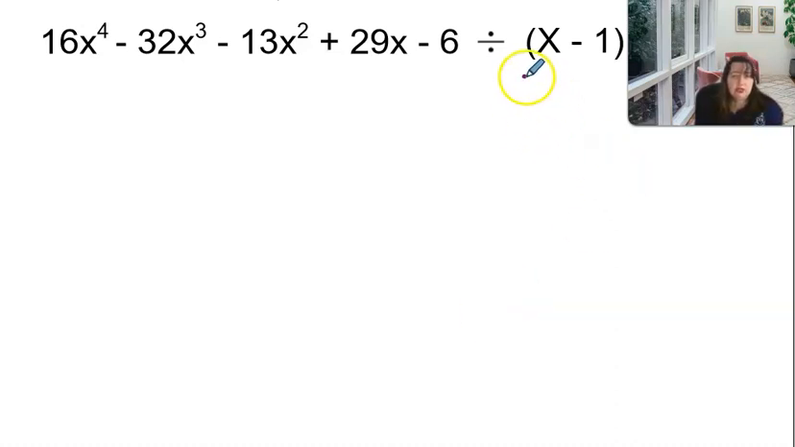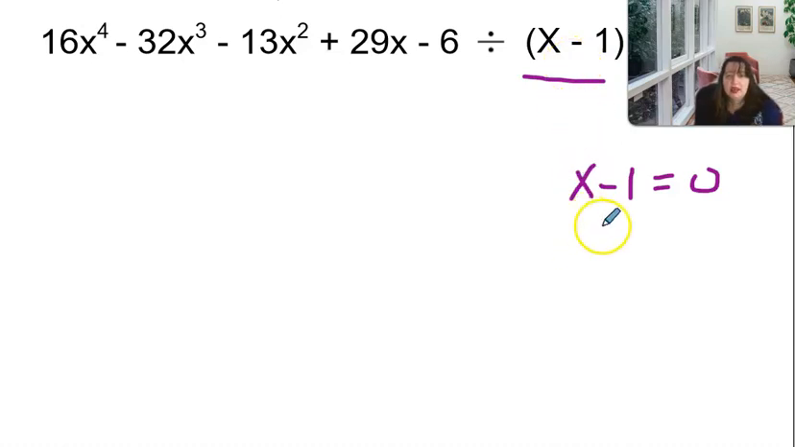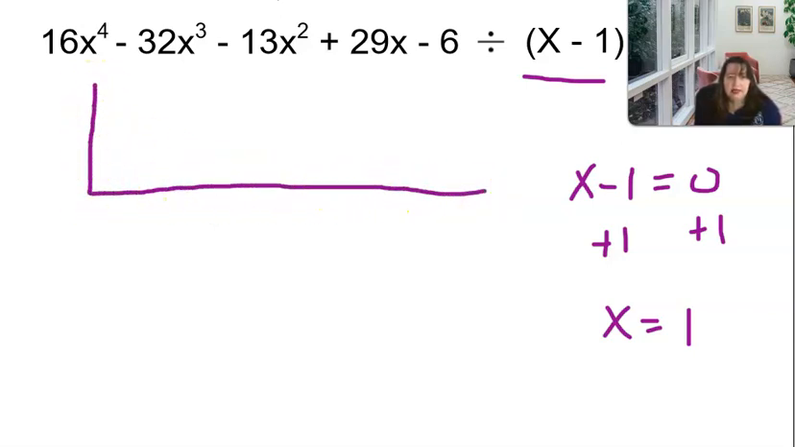The first thing I want to do is set x minus 1 equal to 0. So whatever's over here, I want to set it to 0, and I want to add 1 to both sides. So I want to make sure that I have x equals 1. Okay? And that's the number I'm going to use for division. So we're going to go ahead and try this. All right, and it's a pretty simple one.